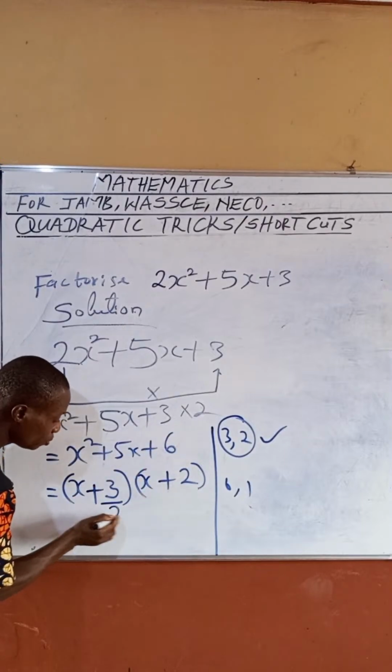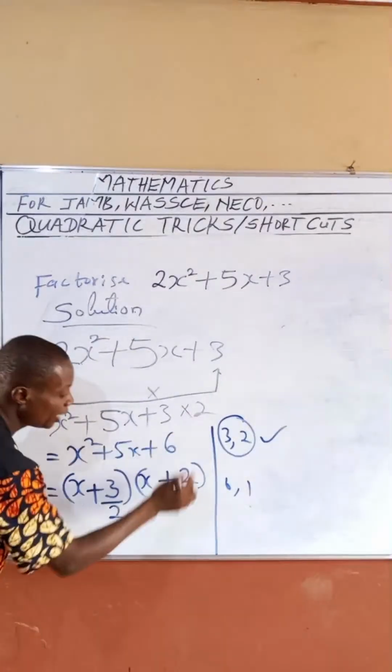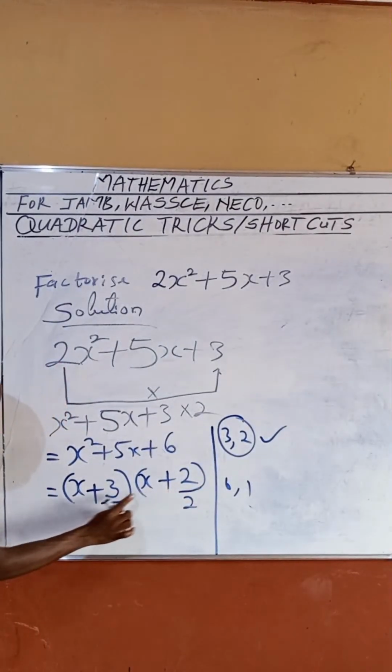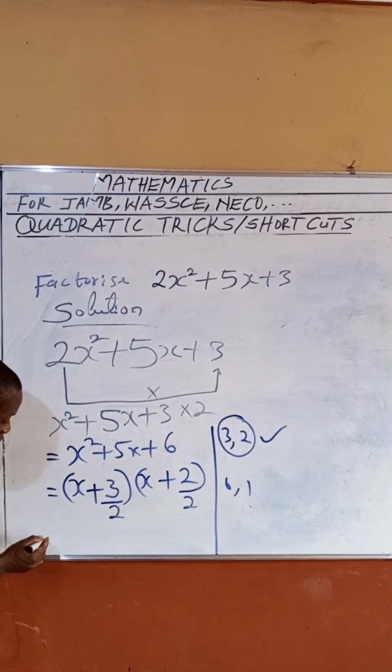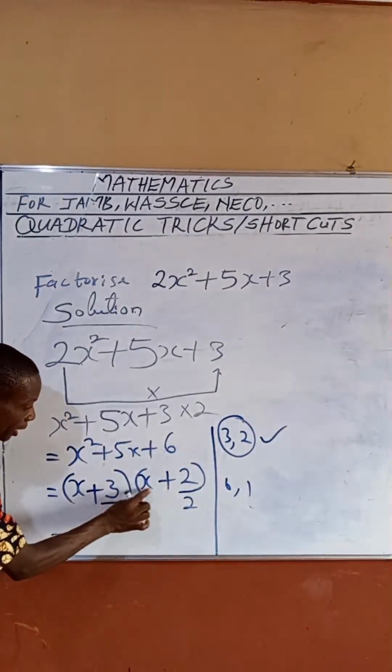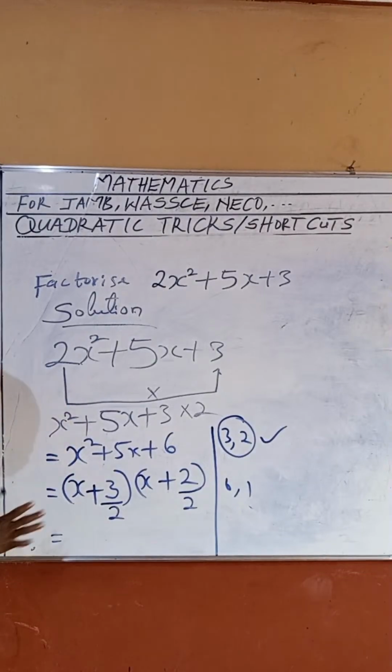So we divide by 2 here. Divide by 2 again here. Do it on both sides. Please don't divide x. Just divide only the numbers. Don't divide the unknowns, okay? So that we are not going to make mistakes.